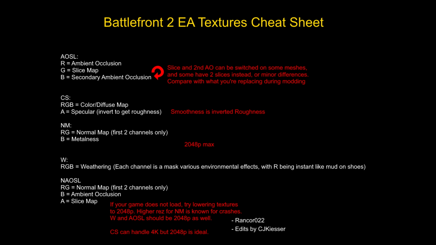WMAP is for weathering effects. Each RGB channel is a mask. Red is usually for stuff that instantly gets dirty, like boots. The helmet shouldn't have as much red. No alpha. NaSL is normals for RG and AOSL for B and alpha.